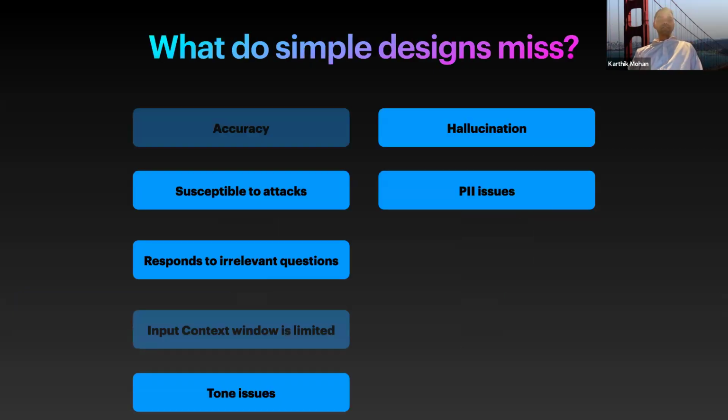So yeah, RAG can take care of accuracy, it can take care of the limited input context window, but it can still be susceptible to attacks. A RAG system can still respond to irrelevant questions, can have tone issues, so it can have all of the other issues, right? So then you say, okay, this is not enough, I need to add something more to my design.